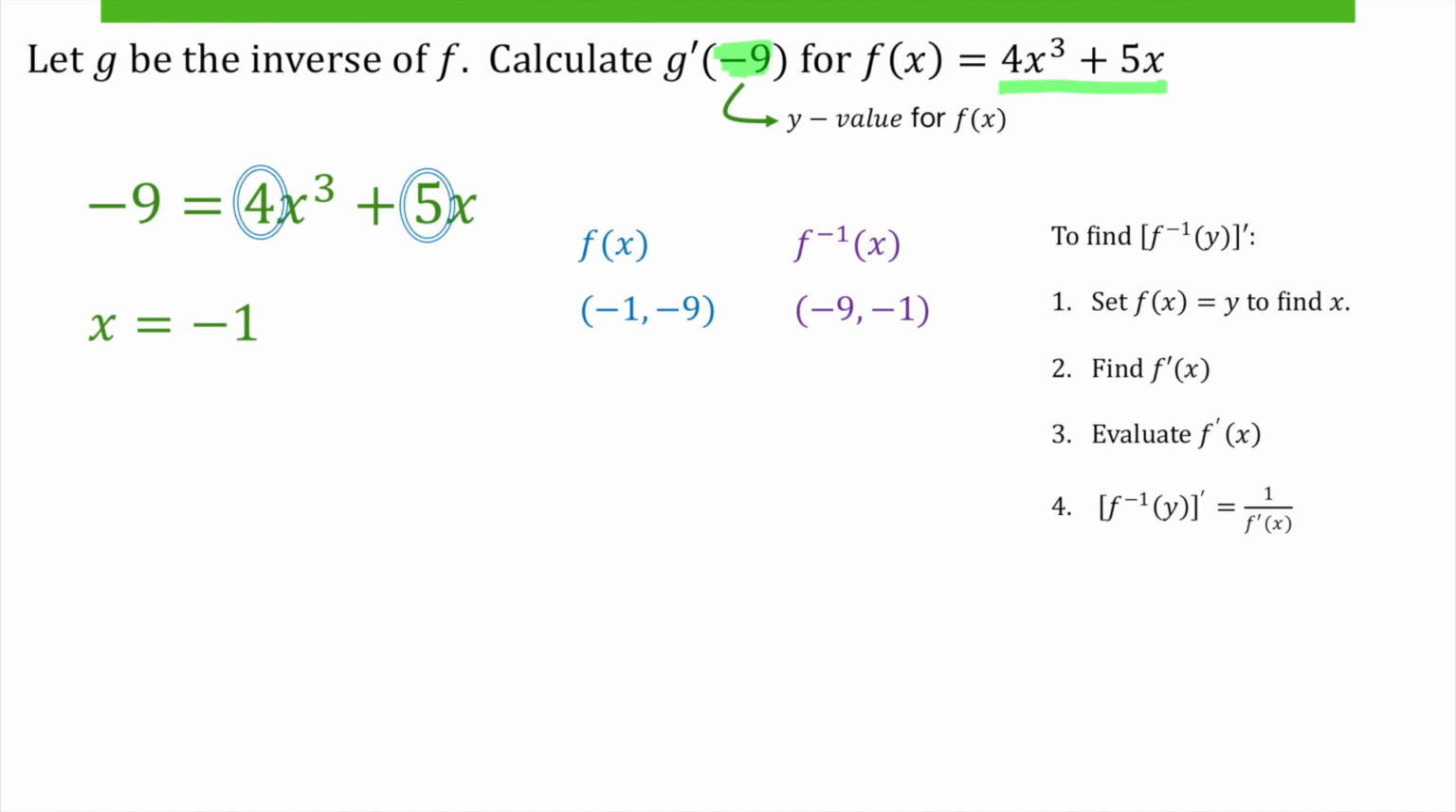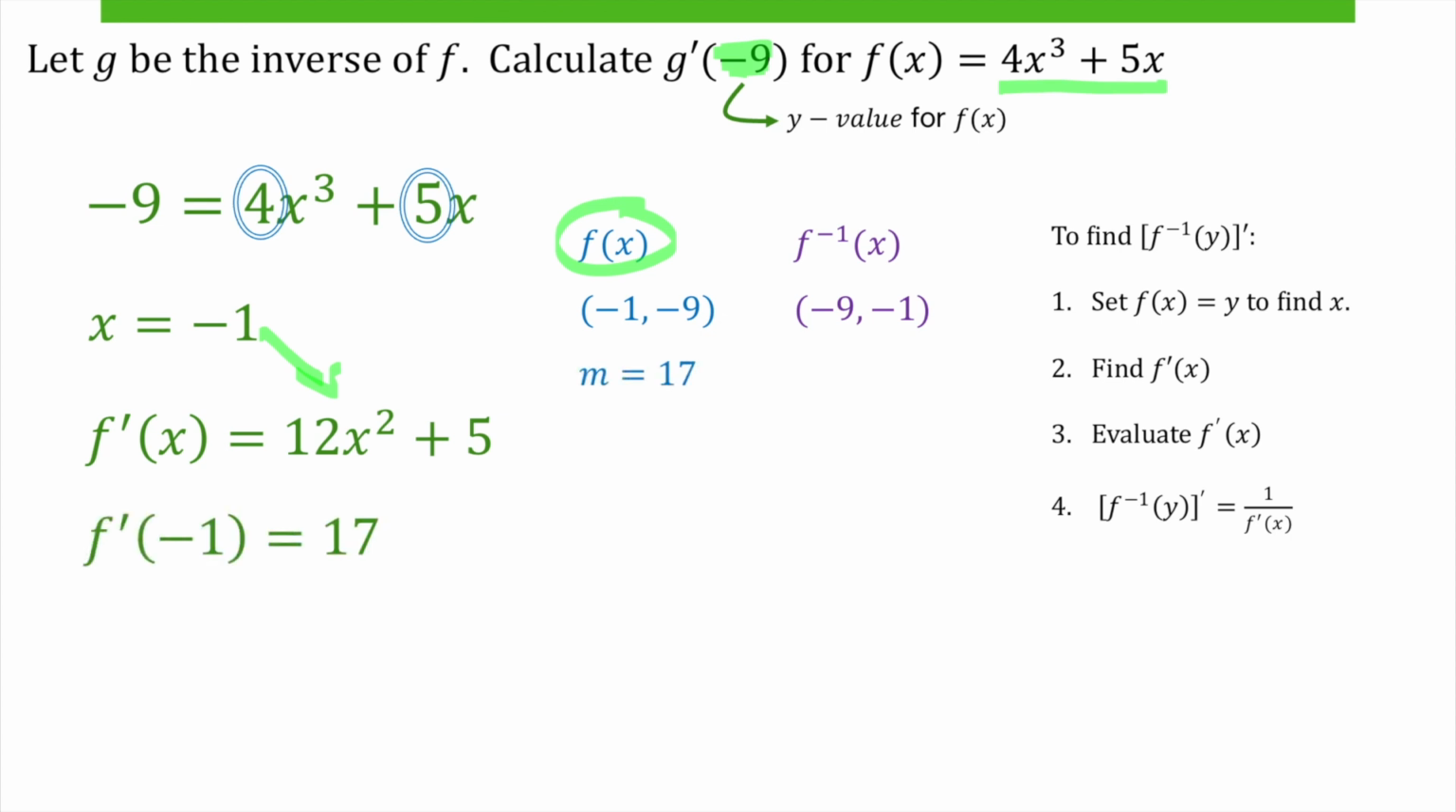Now we need to find the slope of our function at that point. So we'll take the derivative, 12x squared plus 5, and we'll evaluate that at x equals -1, and we get 17. Therefore, the slope of the inverse function at its point is 1 over 17.